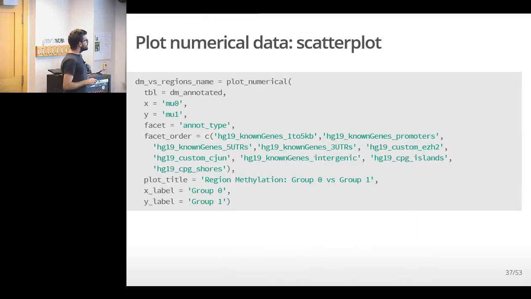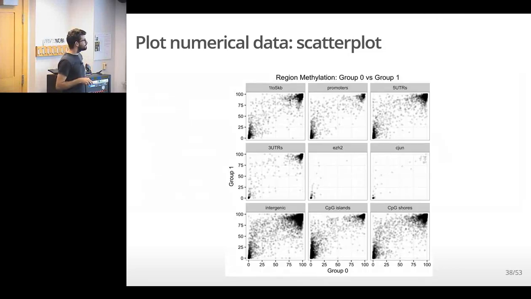You can also add another numerical column to the very same function, x and y, and you can just have a scatter plot that's basically the same thing. In this case, I'm comparing group 0 methylation versus group 1 methylation over the different annotation types. So you could also do like a volcano plot or something like that.